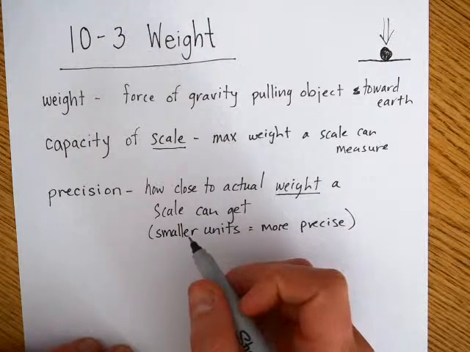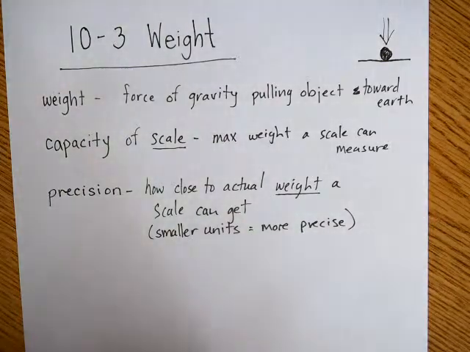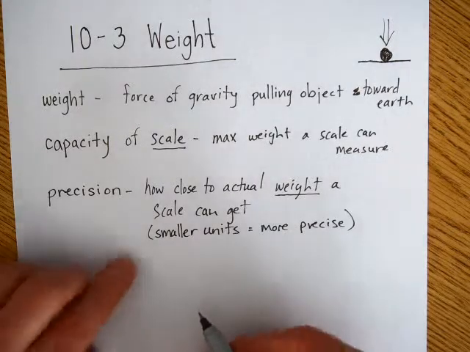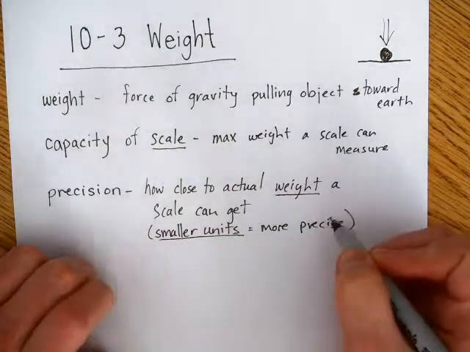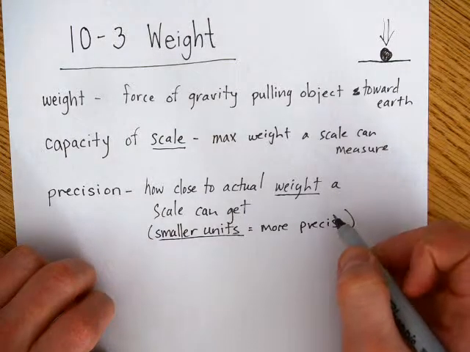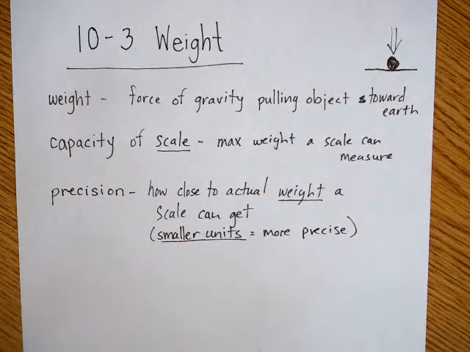Does it measure within 1 pound? Does it measure within 1 ounce? A fraction of a pound? Basically, the smaller the units a scale can measure, the more precise it is, or the better precision you're going to get. So those are the 3 vocabulary words that we want to make sure kids know in this lesson. And as far as the concepts, we want kids to be able to compare numbers to interpret intervals.